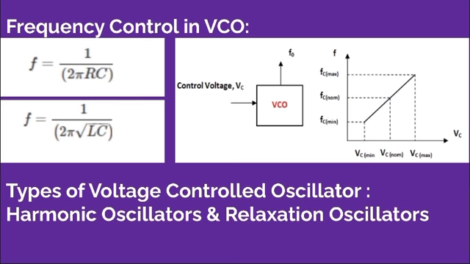The waveform produced by a harmonic oscillator is sinusoidal. This is often referred to as a linear voltage controlled oscillator. The examples of these harmonic oscillators are LC and crystal oscillators. In this, the capacitance of the diode is varied by the voltage across the diode, which in turn varies the capacitance of the LC circuit. Hence the output frequency will change.